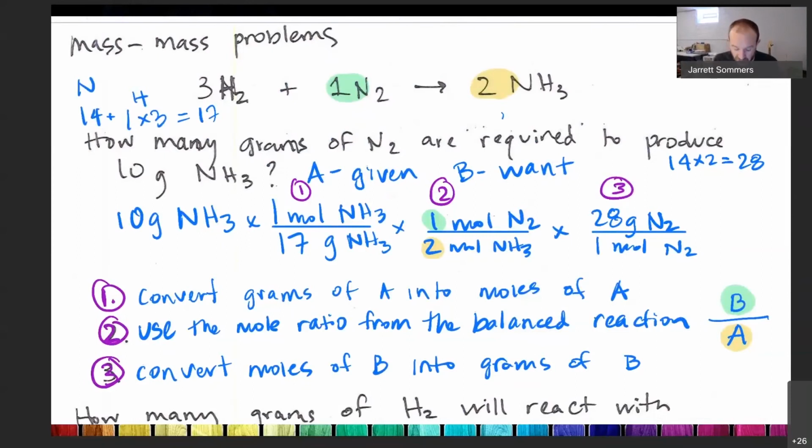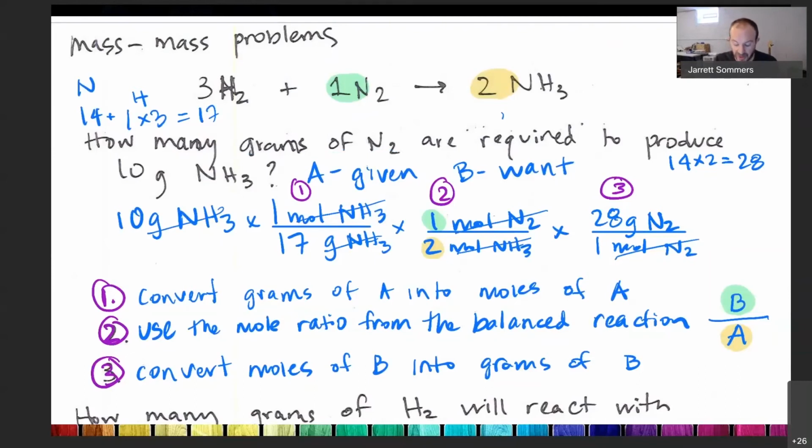Then if you're following along, check it out. You don't always have to draw the lines, but just to show you, grams of ammonia cancels grams of ammonia, moles of ammonia cancels moles of ammonia, moles of nitrogen cancels moles of nitrogen, and what you're left with is grams of nitrogen. And if you reread the problem for the 10th time, you'll see the question says how many grams of nitrogen. So I set it up correctly, as long as all the numbers are correct.